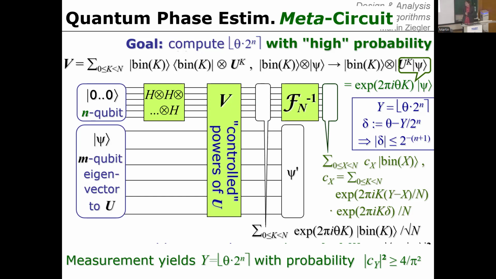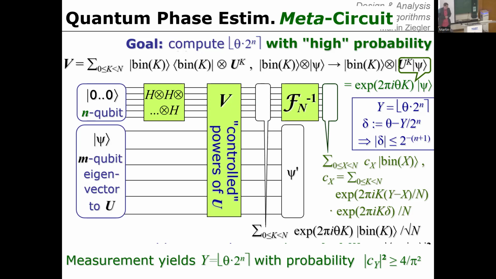Now the remaining obstacle is that these controlled powers of U are exponentially large. As I said, everything we do here is exponentially large. Input vector states have exponential dimension. Therefore, also the unitary transforms are exponential size. But at least for the Fourier transform, we were able to express it, although exponentially large, using only polynomially many tensor products.